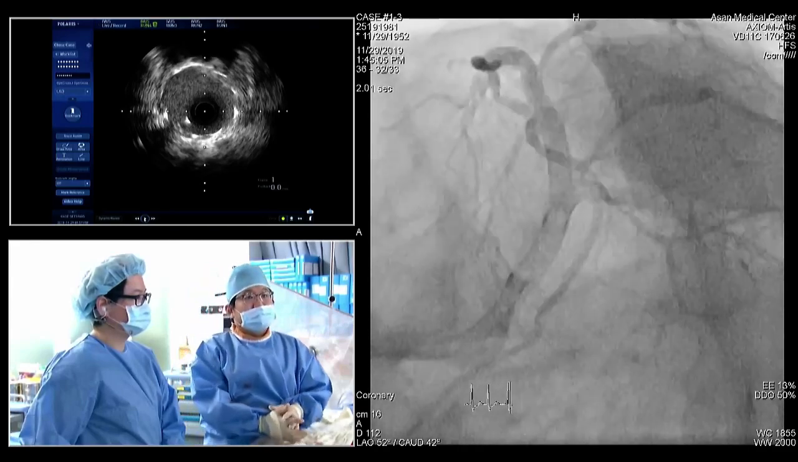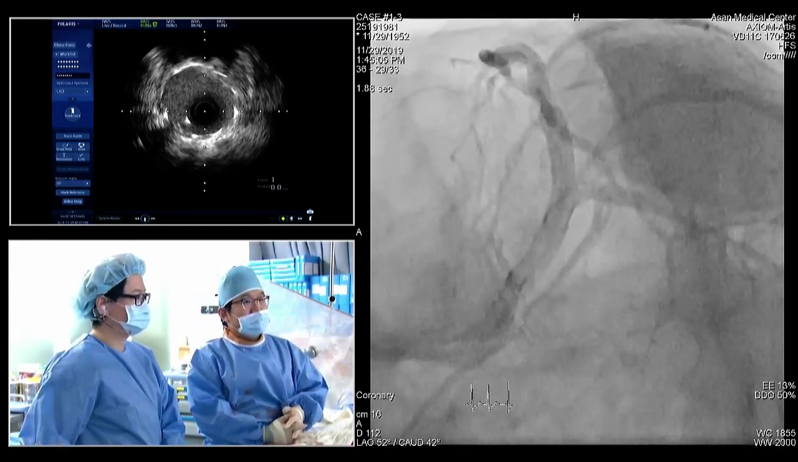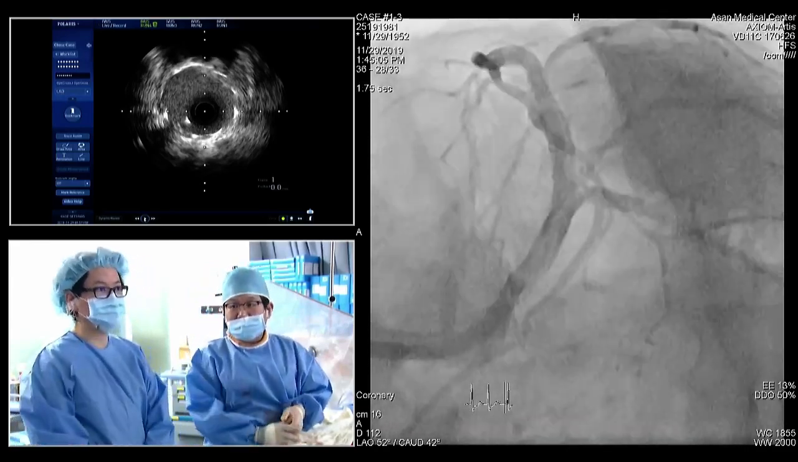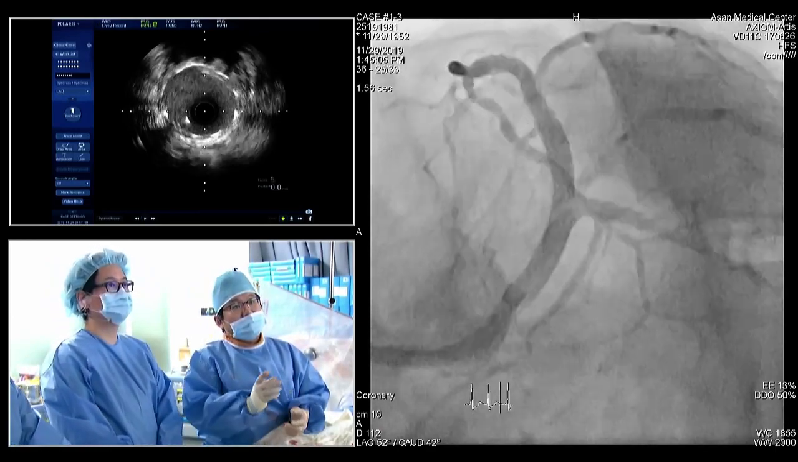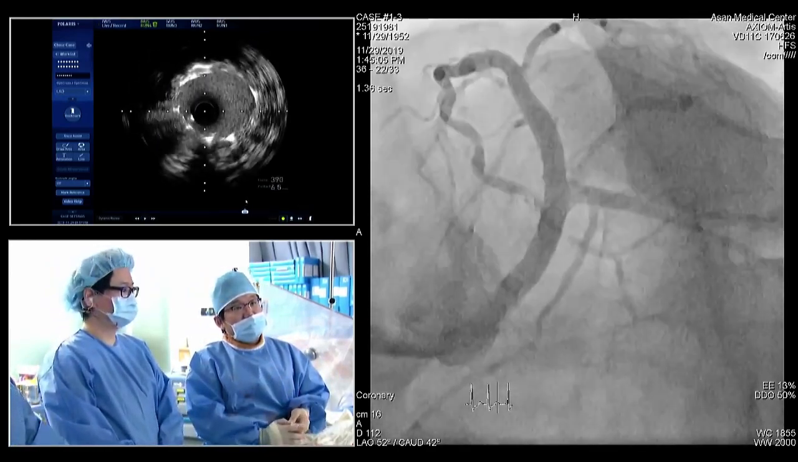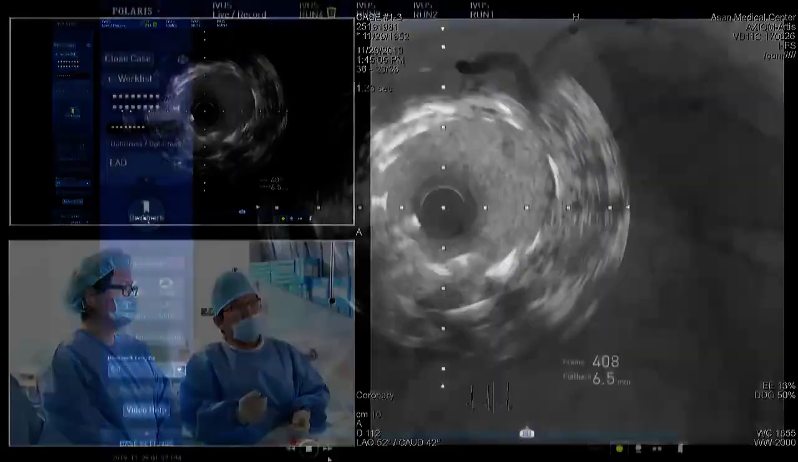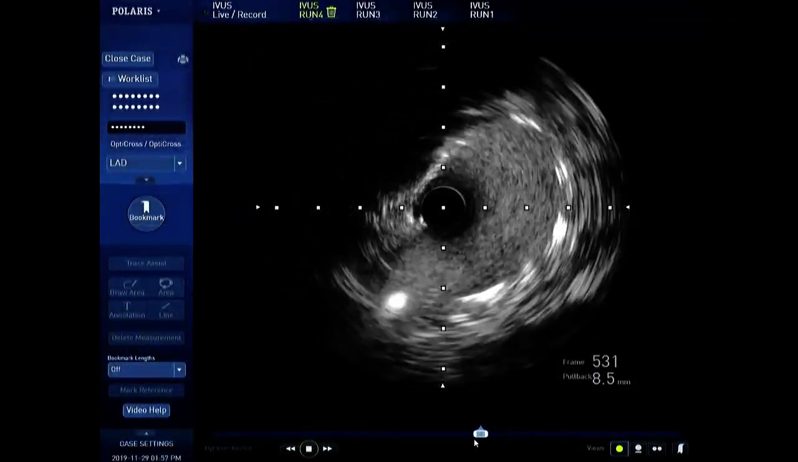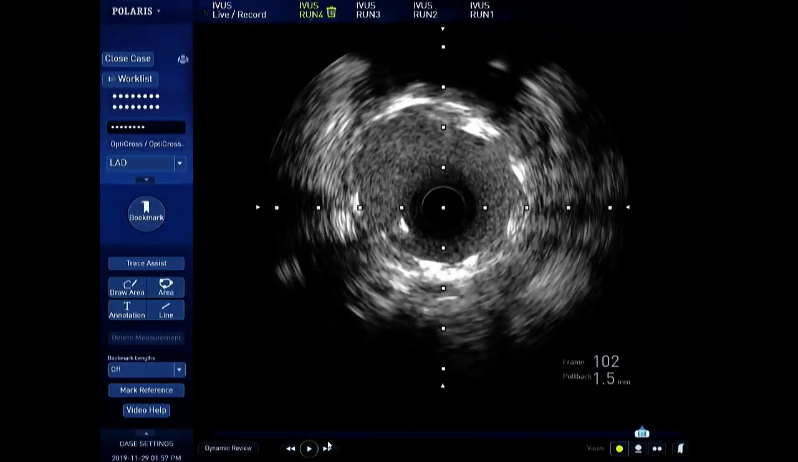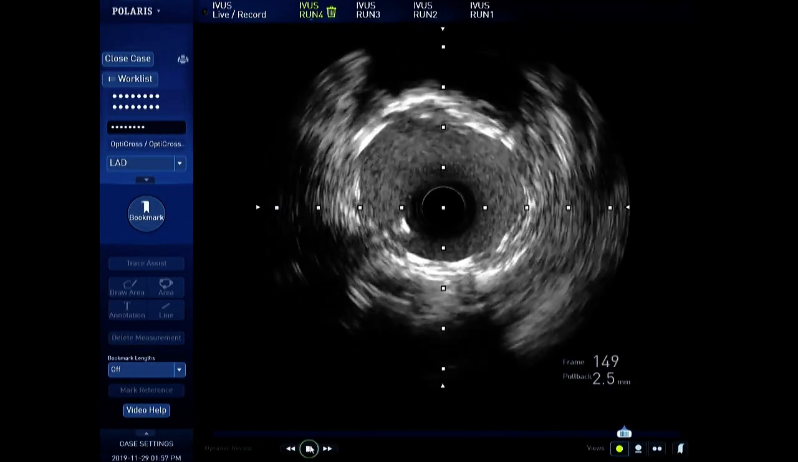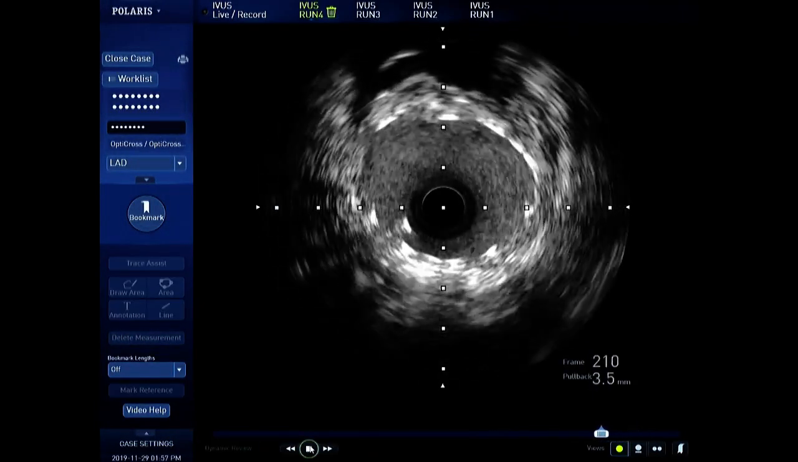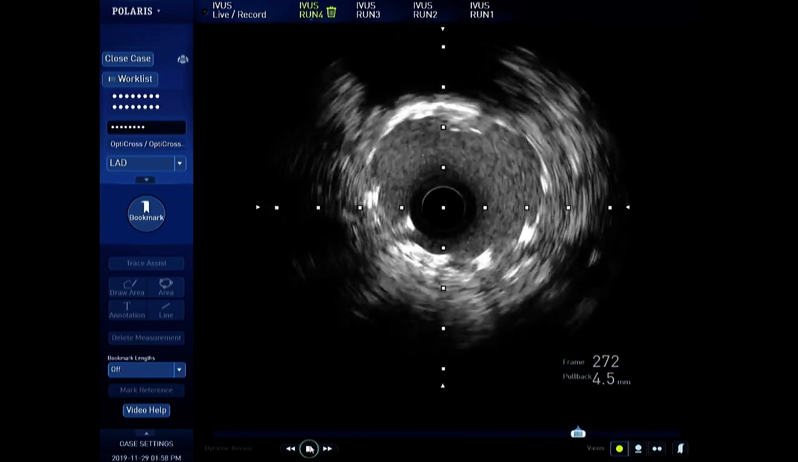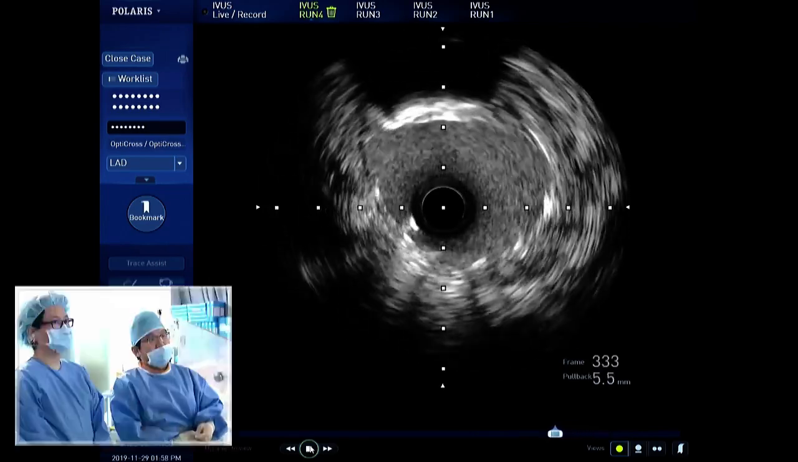Any imaging through the LAD or circumflex? Could you show us the LAD IVUS? For the circumflex, I failed to insert the IVUS catheter. So this is the LAD. Could you show us the flux LAD? Start, please. This is the flux LAD IVUS. Proximal LAD vessel size is more than 4.0, so I implanted a 4.0 stent.